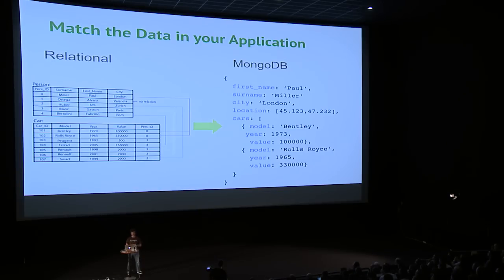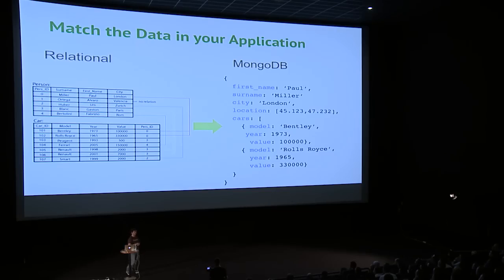Basic relational model. In MongoDB, using documents, you will create one single document that contains a list of cars. So this is an oversimplistic approach. We will see later on that you have many different options you can use. But basically, by doing that, you simplify a lot the way you manage things.